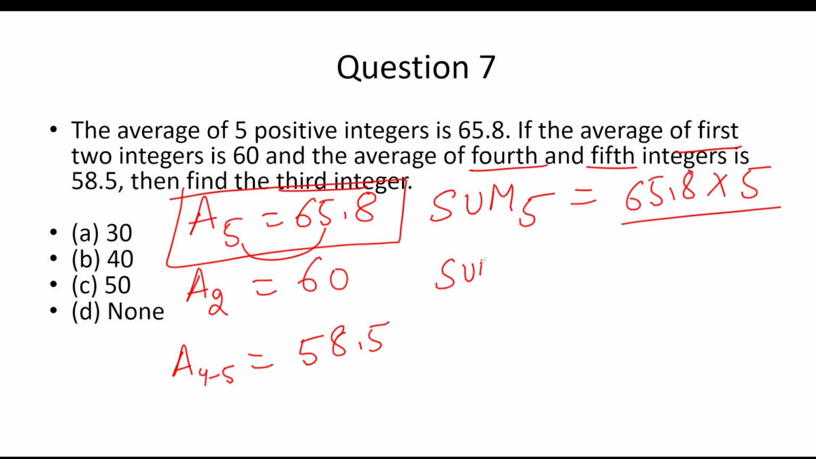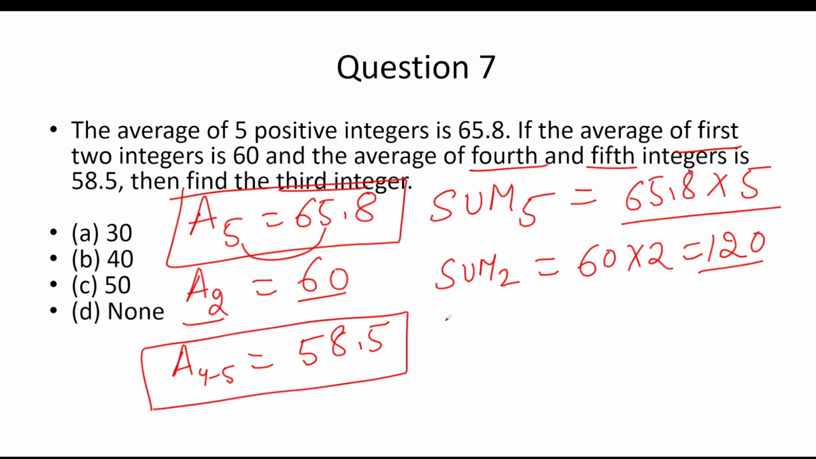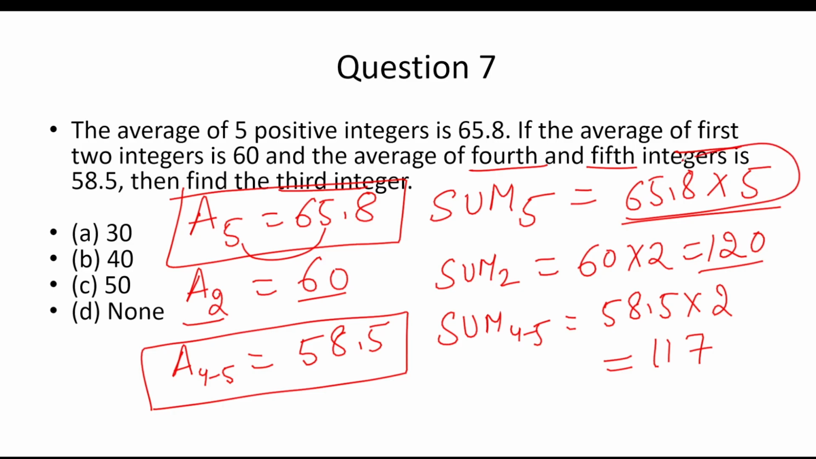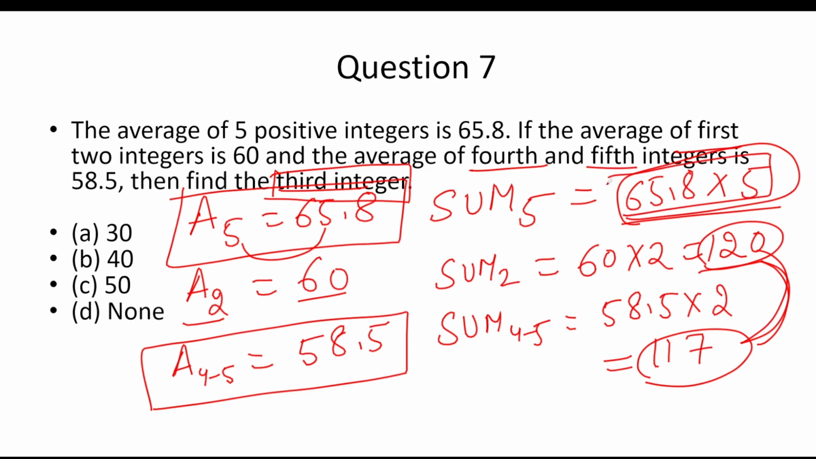Can we find the sum of the first 2 numbers? Yes, average is 60, so their sum will be 60 multiplied by 2, that is 120. Can we find the sum of the last 2 numbers? Right. Sum of the 4th and 5th numbers will be 58.5 into 2. What is the double of 58? 116. So it is 117. See, this is the sum of all 5 numbers, this is the sum of the first 2, this is the sum of the last 2. Can you find the third number? Yes. You will add these 2 and subtract from this. Tell me in the comment section what is your answer.